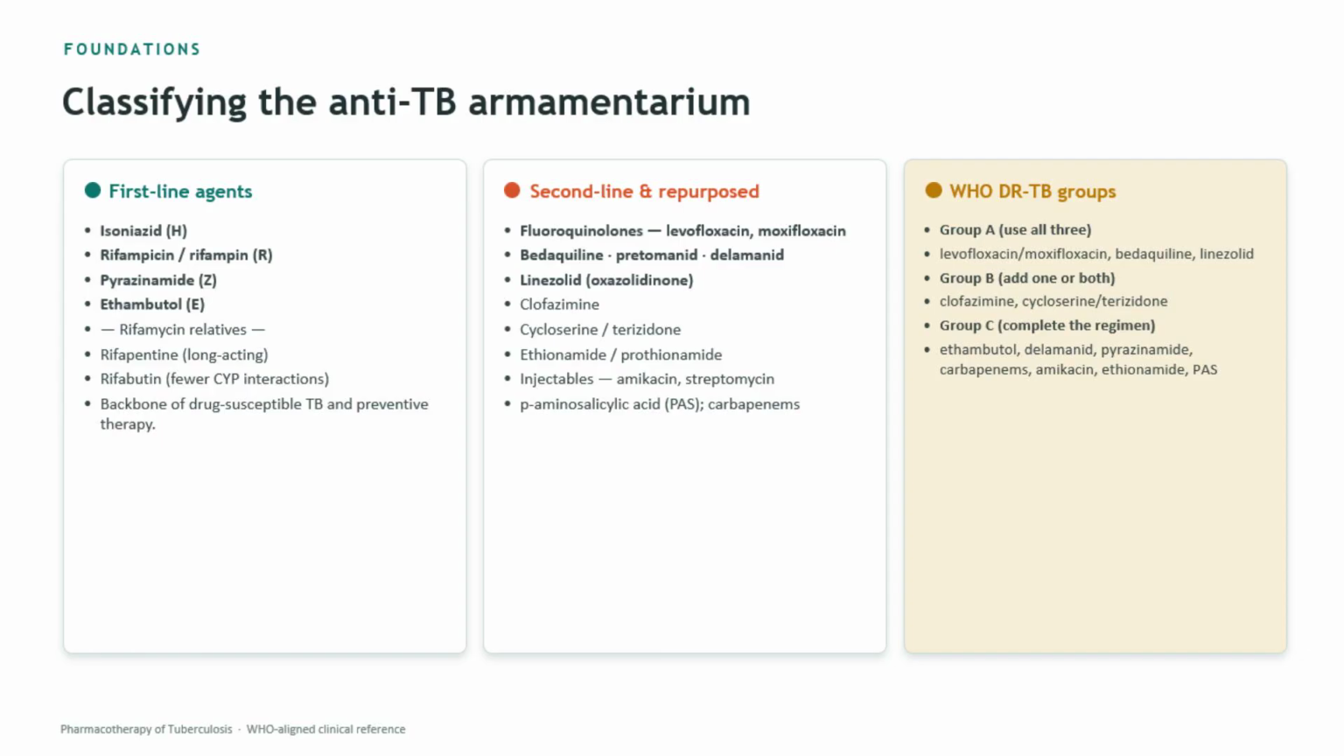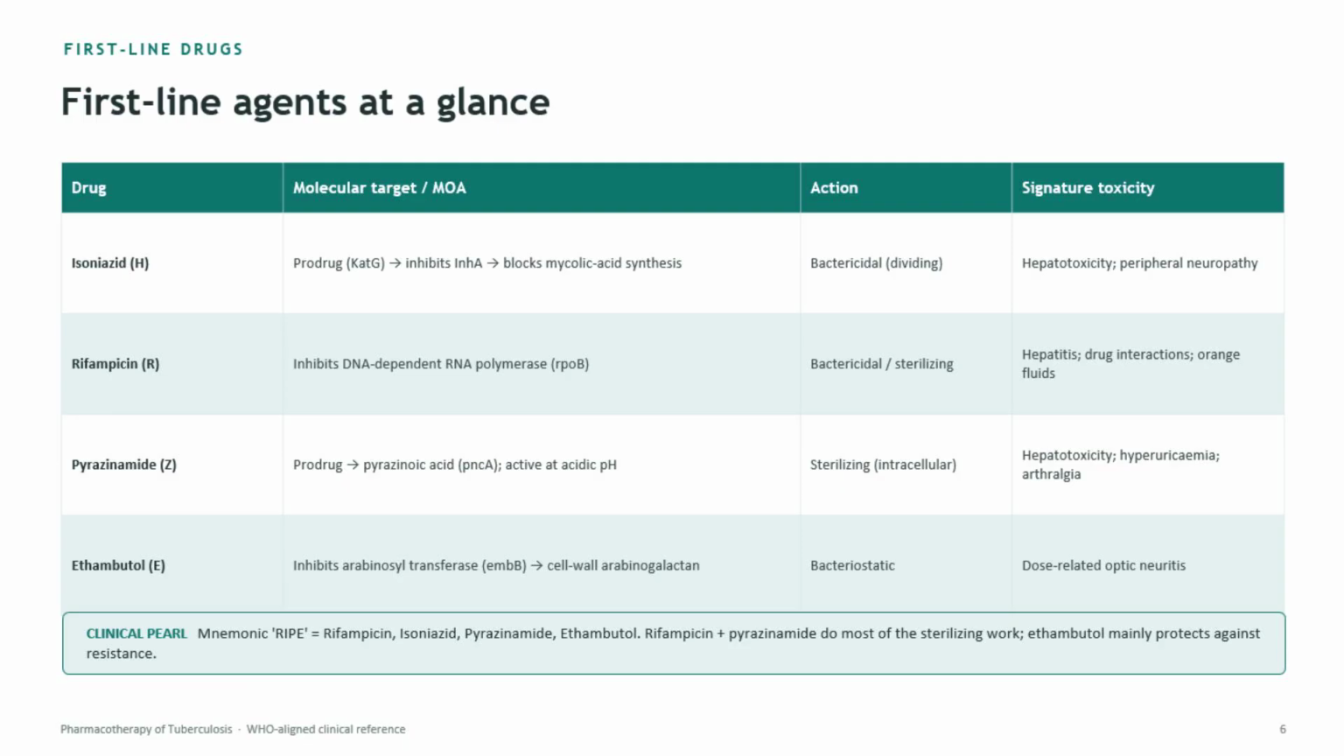Let's lay out the whole toolbox. Up top you've got your first line heavy hitters: isoniazid, rifampicin, pyrazinamide, ethambutol, the classic HRZE. Add the rifamycin cousins, rifampicin and rifabutin, and that's the backbone of drug-susceptible TB. Then the second line and repurposed agents: fluoroquinolones, bedaquiline, pretomanid, linezolid, clofazimine, and more. Don't panic at the list. We'll meet the important ones properly. For now, just picture 2 shelves: the reliable first line shelf and the specialist shelf we reach for when resistance shows up.